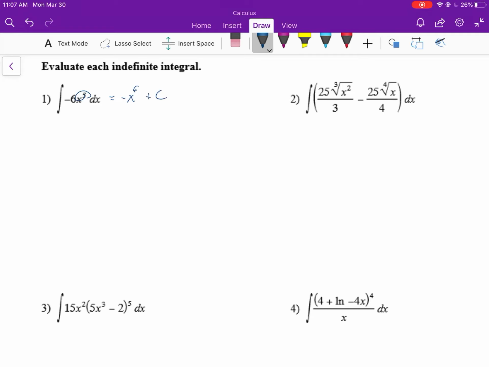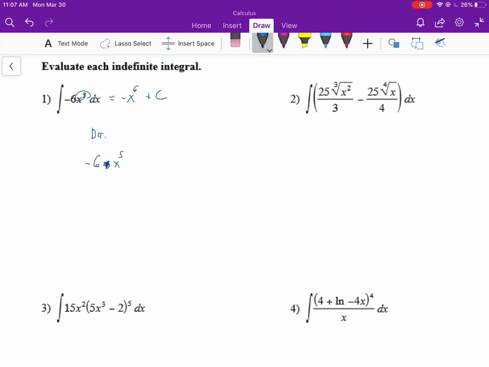You can check it by taking the derivative. The negative 6 comes out front, x to the 5th. Oops, I wrote the x twice. So it does work. The other thing, well, let's move on to the next one and we can see some other things.